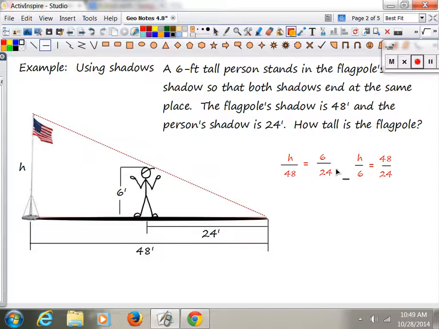Height over height would have to be length over length. Height over length would have to be height over length. And then you'll be okay. You just have to stay consistent.